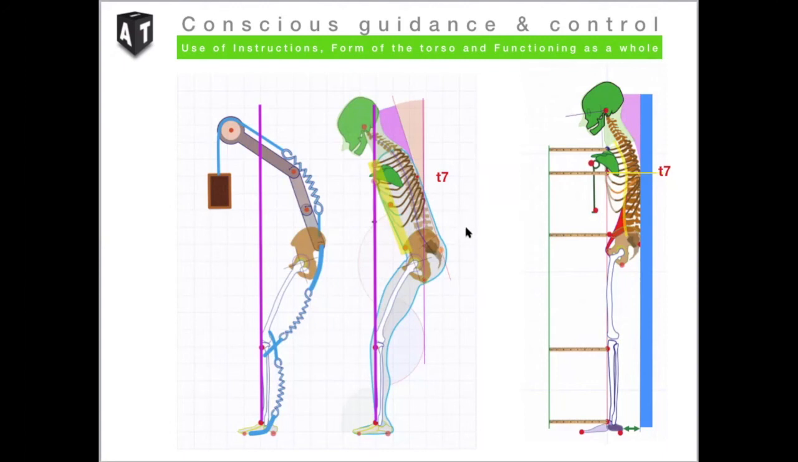And so suddenly I had a practical proof that Alexander was telling the truth, that it was possible to use instructions of movements coordinated together to change the form of the torso and to get a new functioning that was at first a new motor functioning.